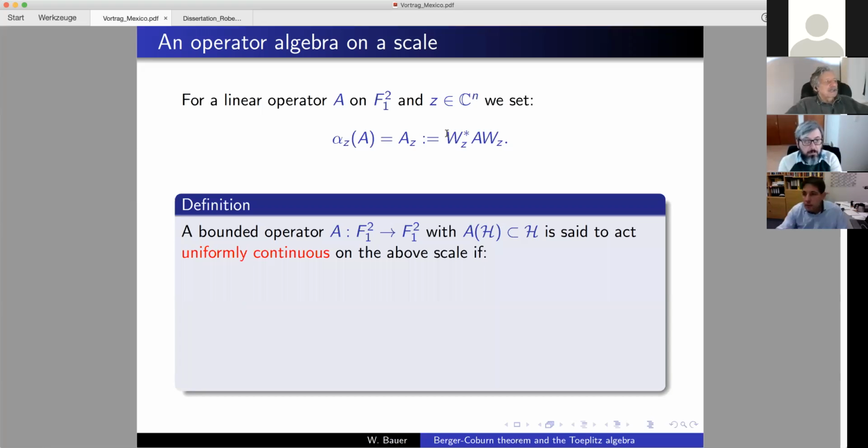Wolfram, wait a minute. Yes? This is exactly the shift which will appear later on in quantum harmonic analysis. Yes, on the operator side, yes. That's the shift of operators.